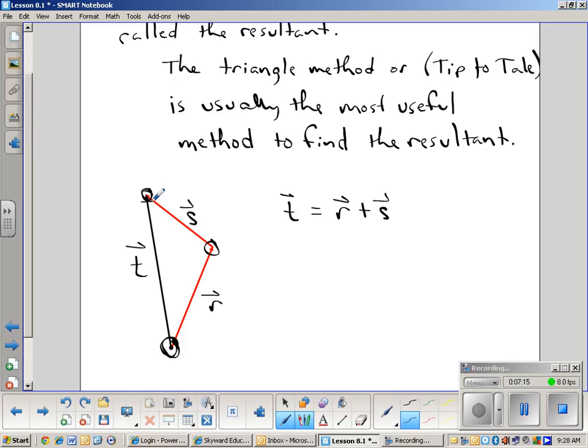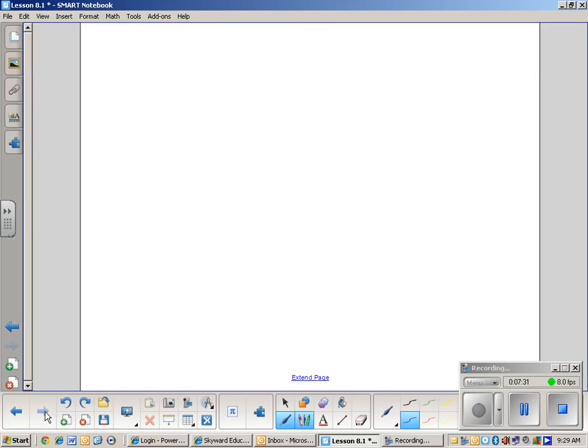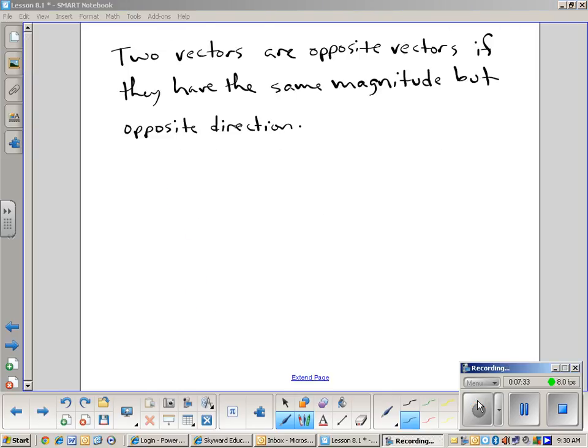Okay, and you'll have some practice moving them around, combining them. They'll give you a list of vectors, and you'll have to copy them and find their angles, and you have to make the angles stay the same. You'll have to move them around and find the resultant. Okay? All right. Two vectors are opposite vectors if they have the same magnitude but opposite directions. So opposite vectors have the same magnitude but opposite directions.